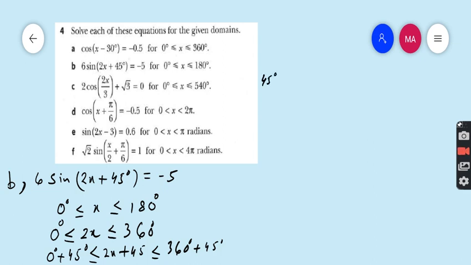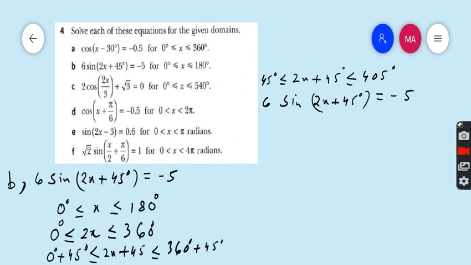45, 2x plus 45 and 405 degrees. And our question is 6 sine 2x plus 45 degrees is equal to minus 5. So we have to find all angles of sine which are lying in the domain from 45 degrees to 405.